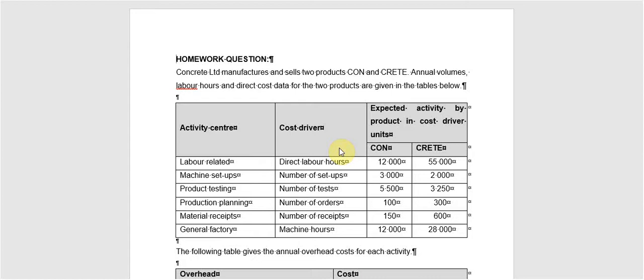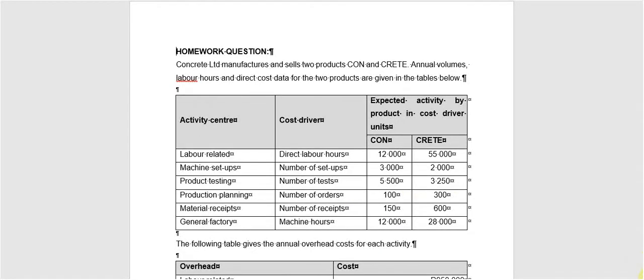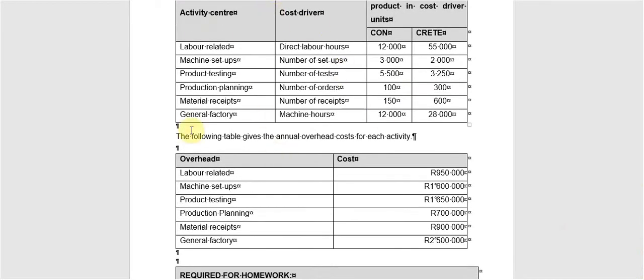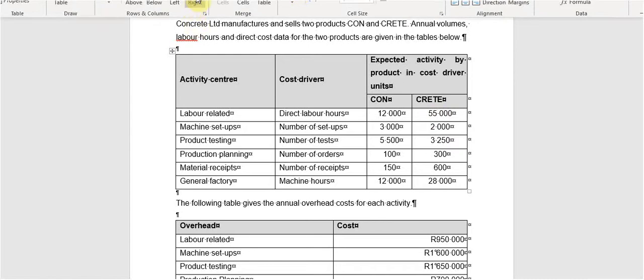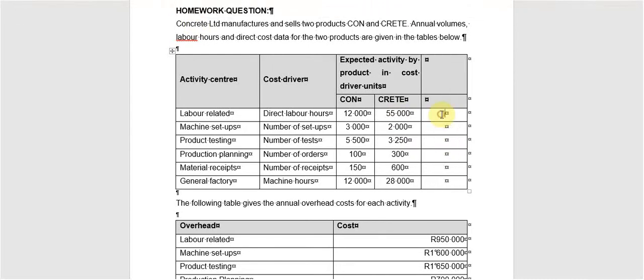So the question reads, Concrete Limited manufactures and sells two products called Concrete. The annual volumes, labor hours, and cost data of the products are given below. You will see that there are several cost drivers given for the overheads, and then they have given you the cost driver that relates to each of the products. Again, pay attention to the fact that they have not given you the totals of the cost driver, so that is something that you will have to calculate yourself because it's very important information.